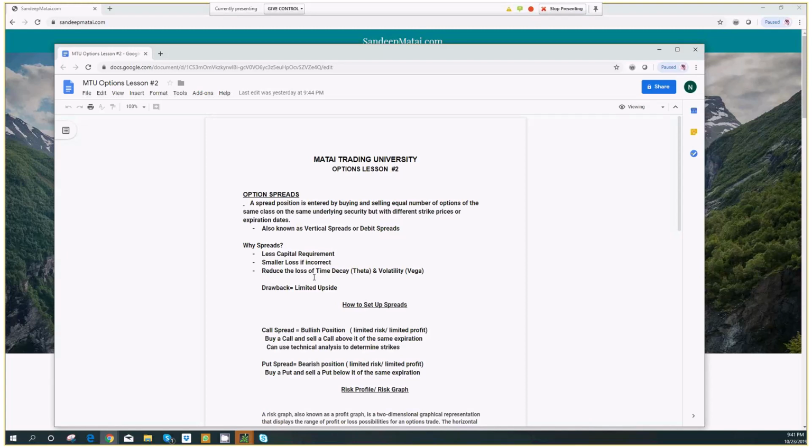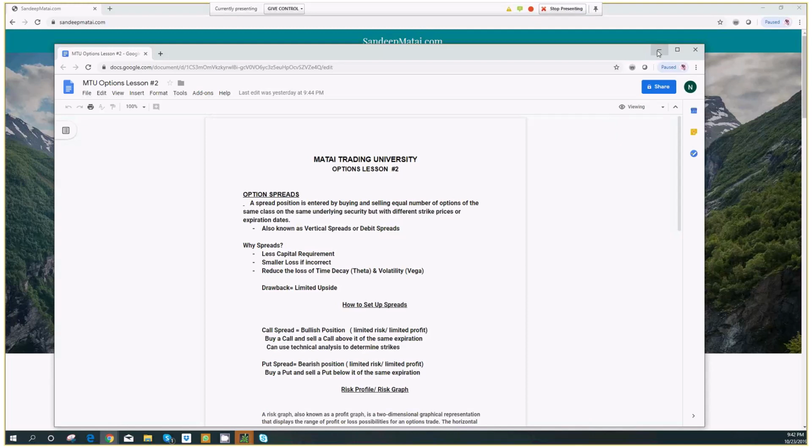You also reduce the loss from time decay and volatility, which we'll talk about, when you choose to do spreads. The drawback is that by doing a spread, you're giving up some upside. When you buy simply a call, you have unlimited profit, versus a spread where you have limited profit. But just like a call or a put, as long as you're buying them, you can only lose your investment. You cannot lose more than that when buying a call spread or a put spread. So the risk is limited.